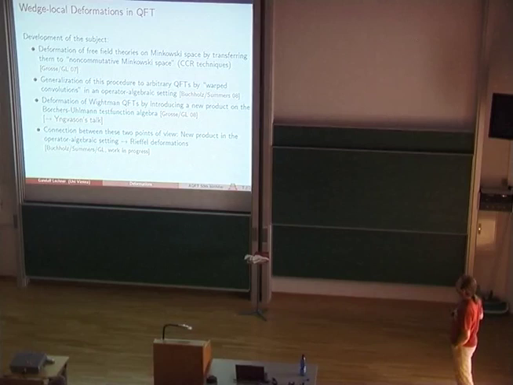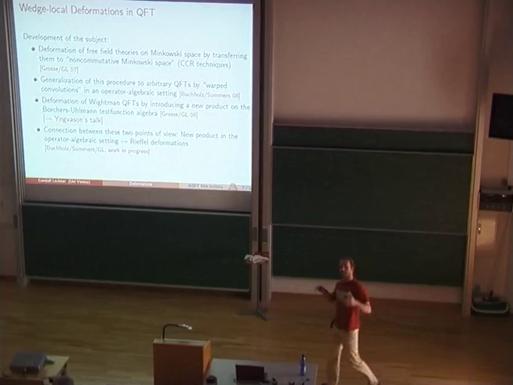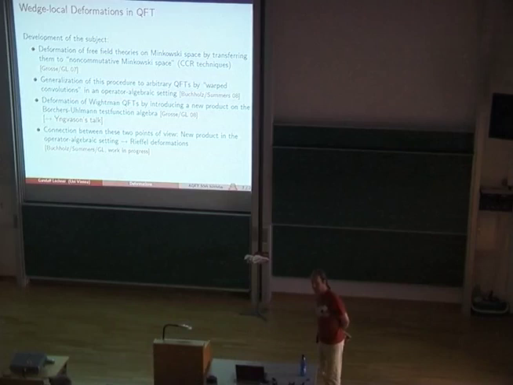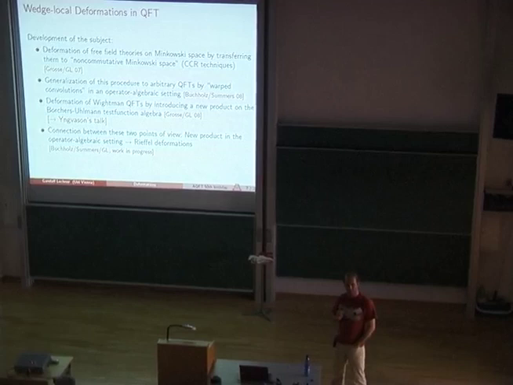Afterwards, Harald and I reconsidered the subject and looked at the particular case of Wightman quantum field theories. So we heard yesterday in Jakob's talk about the Borchers algebra and representations of that with respect to a Wightman state. This was the setting we were considering, and we saw that these warped convolutions of Buchholz and Summers can be understood as the effect of introducing a new product on the Borchers-Uhlmann algebra.